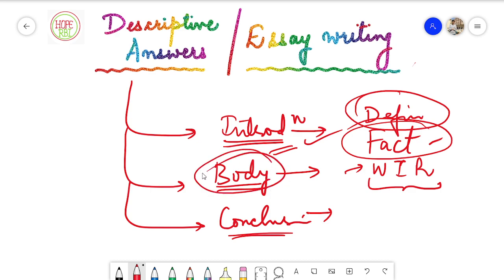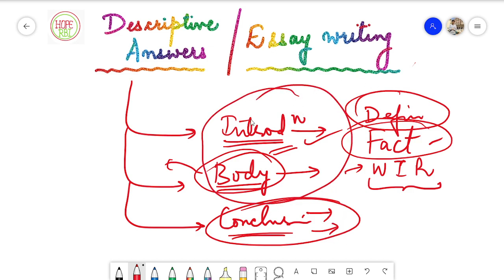Body should be in reference to the examination or in reference to the question that you are encountering. And conclusion, I will discuss some of the basic questions. You will get the idea of that. For the conclusion, you have to write down what you have concluded from the introduction and the body. Do not incorporate new points in the conclusion.